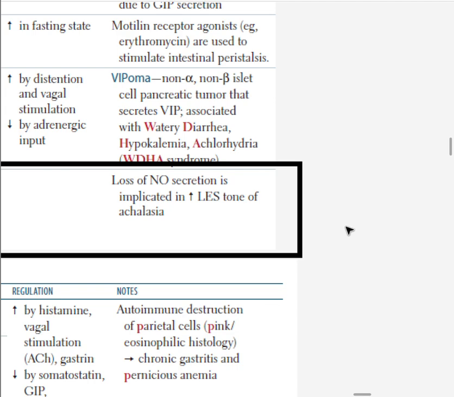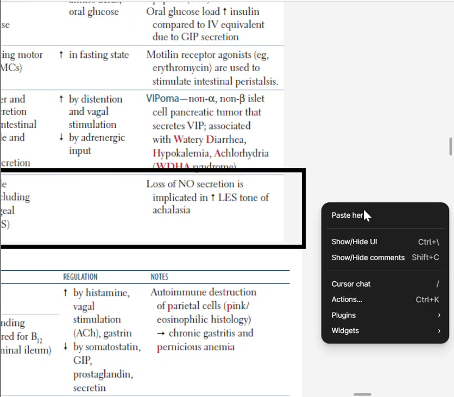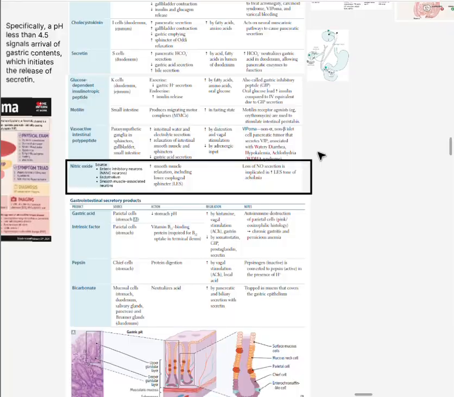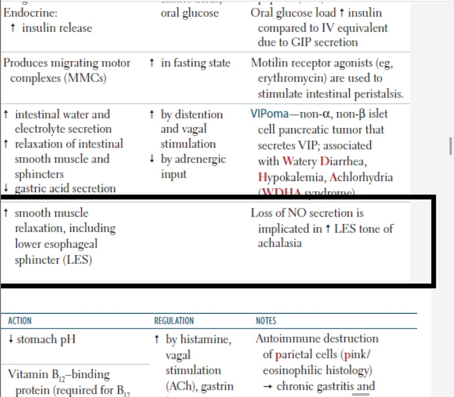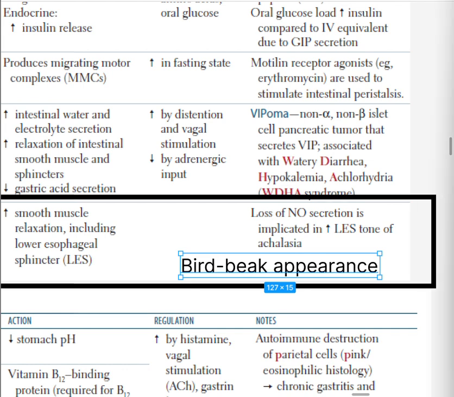A classic imaging sign would be when you look at the barium swallow. You get a bird beak appearance here because the lower esophageal sphincter remains tightly closed, right?